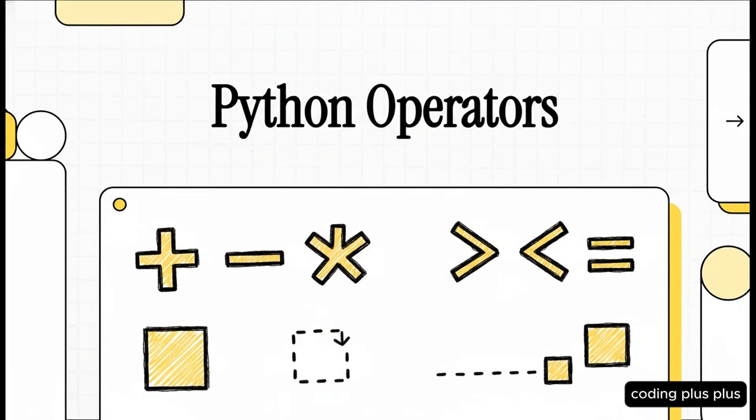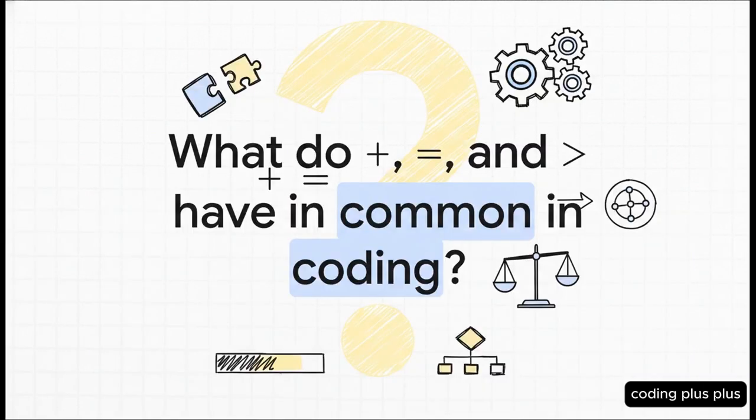Have you ever looked at a line of code and wondered how it actually does things? How it calculates, compares, or makes a decision? Well, the secret is in something you see all the time: Python's operators. These are the real action heroes of your code, and we're about to see just how they bring everything to life. Let's dive in.